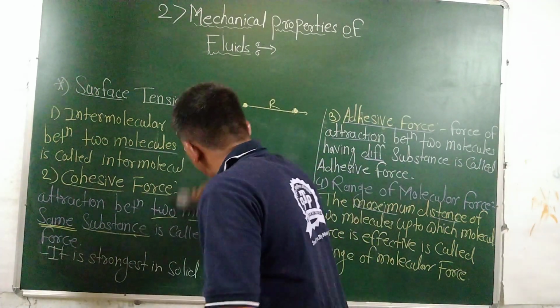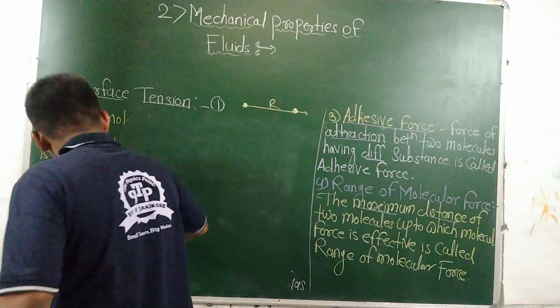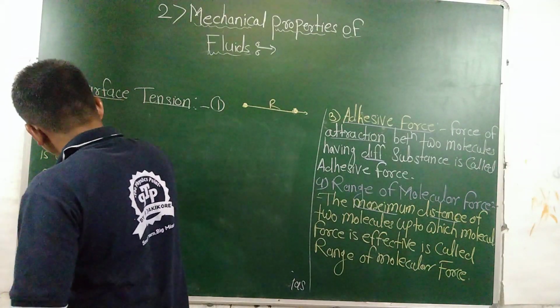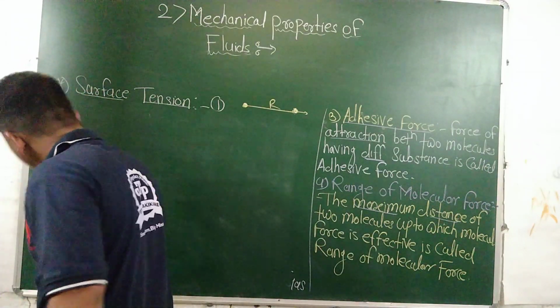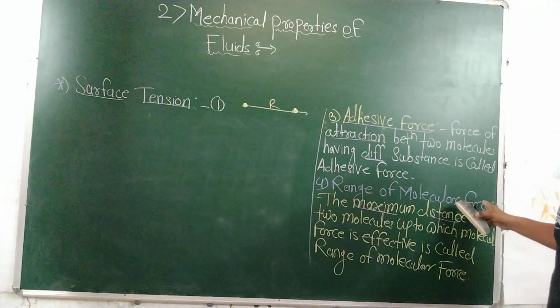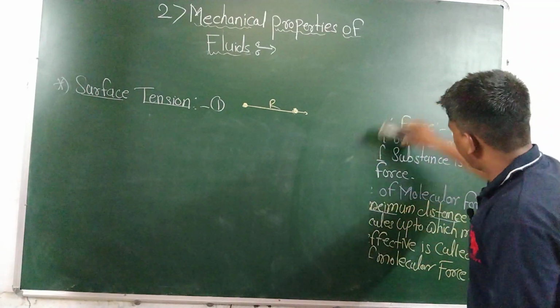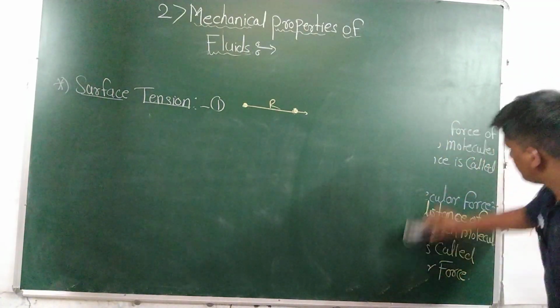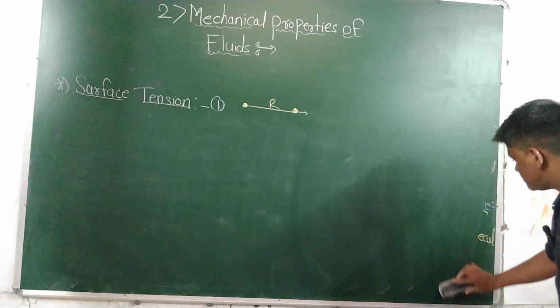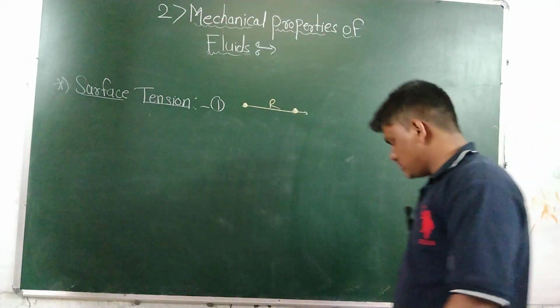The imaginary sphere with a molecule treated as a center, and the radius of that sphere is the range of molecular force, is called the sphere of influence. This is the fifth term which is discussed in these lectures.